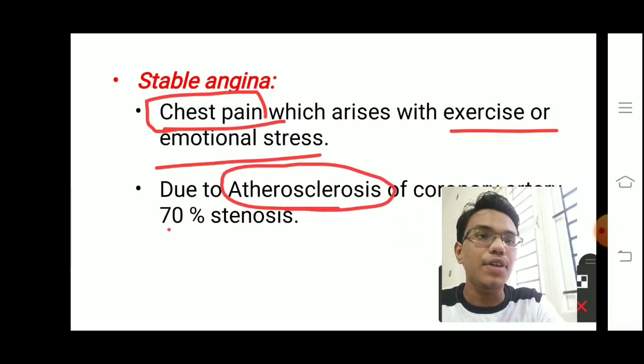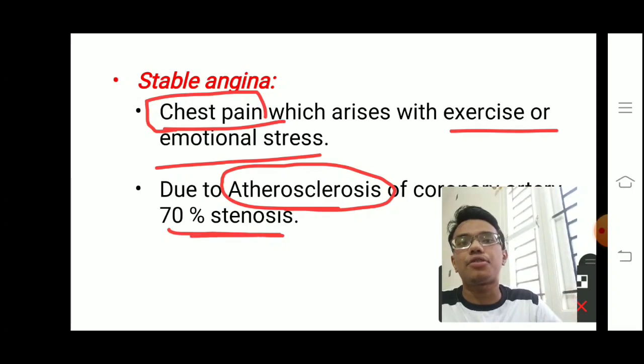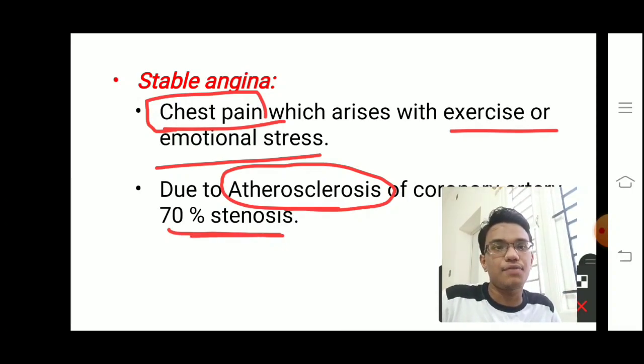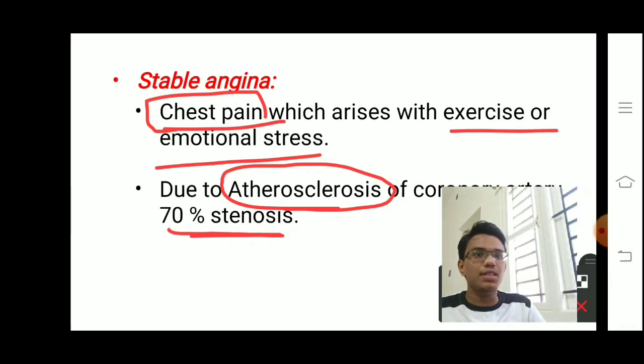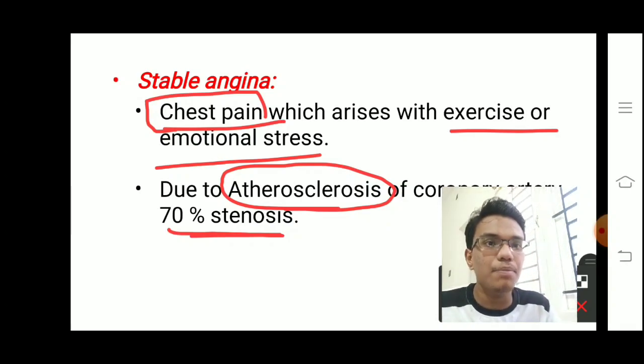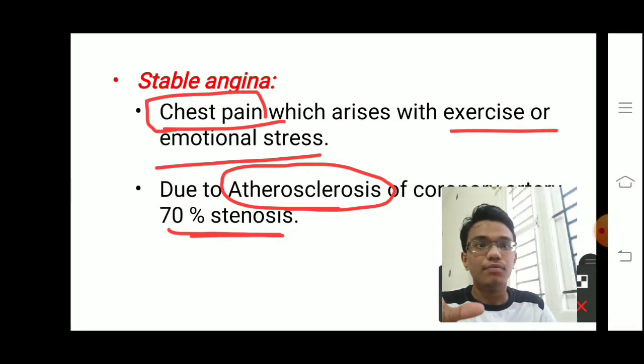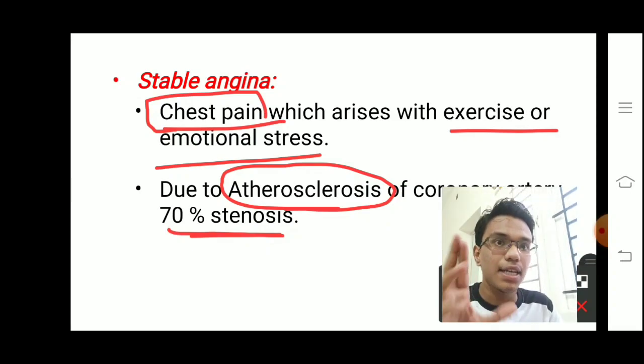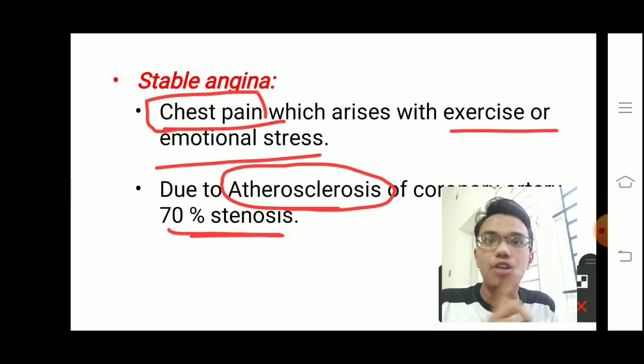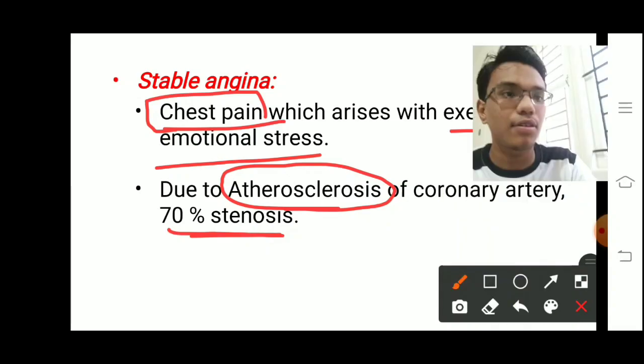The 70% stenosis is a little bit of a controversial topic. Some say it's 65%, 70%, 75%. You can keep in mind that 70% stenosis is like an average value. If 75% stenosis of the blood vessel occurs due to atherosclerosis, then stable angina develops. And it's a reversible condition. Remember, this is a reversible injury, it's not irreversible.